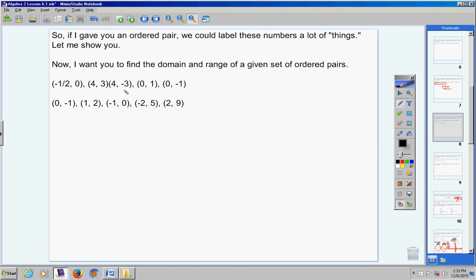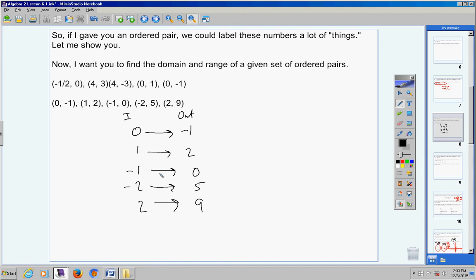How about this one here? Would this represent a function? Well, probably the best way to do this is to quickly draw a mapping diagram. 0, 1, negative 1, negative 2, 2. And then these are your inputs over here, and these are your outputs over here. 0 gave you out a negative 1, 1 gave you out a 2, negative 1 gave you out a 0, negative 2 gave you out a 5, 2 gave you out a 9.